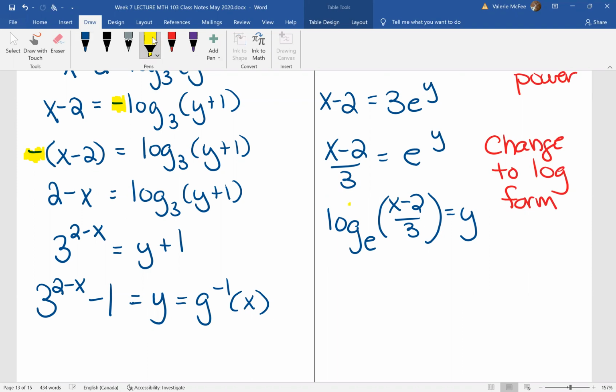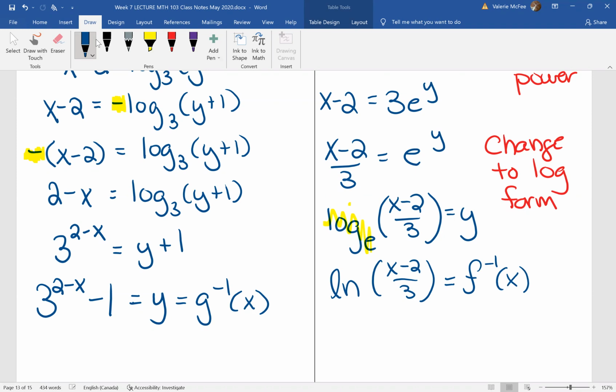We don't want to leave this as log base e. We want to change that to the natural logarithm. This is our inverse function. So none of the steps were different. We just had to remember that we're looking at exponential functions and log functions as the inverse of each other. Make sure you practice enough.